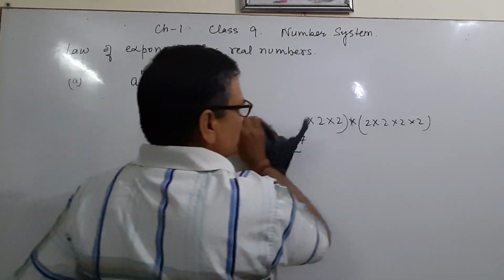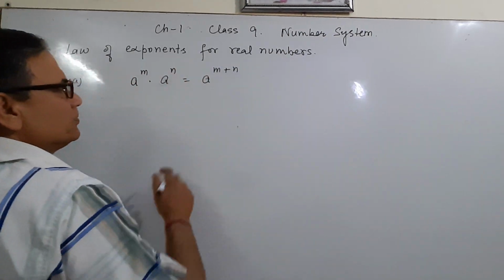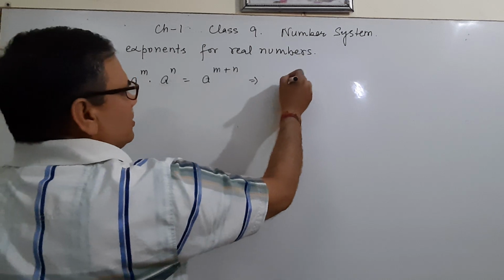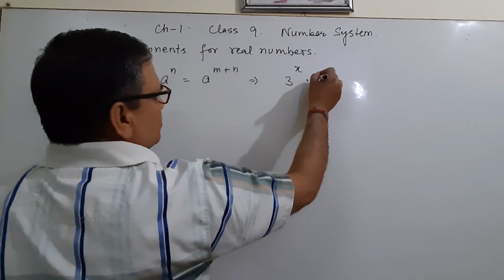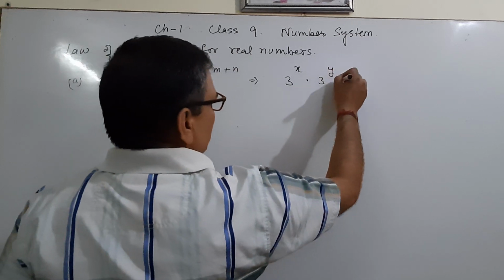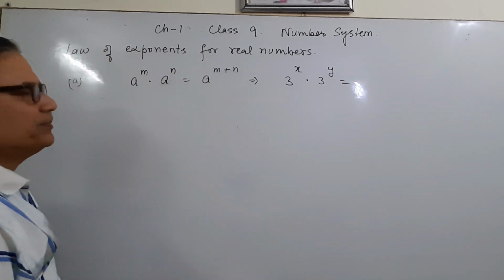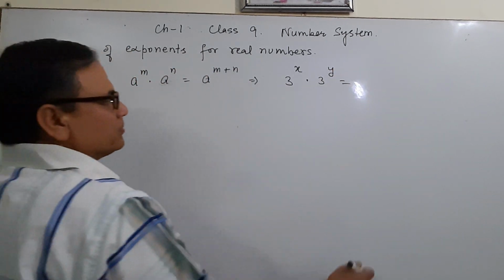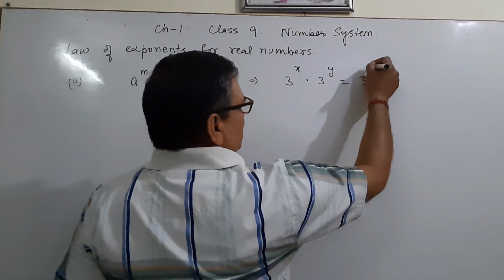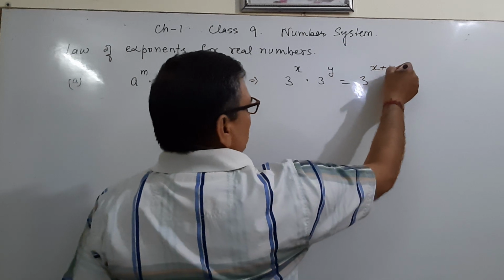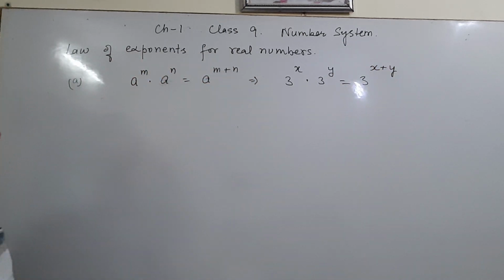And now give me one example also. 3 power x into 3 power y. What is your answer? Tell me. Now the answer: we can write 3 power x plus y. This is the first law of exponent.